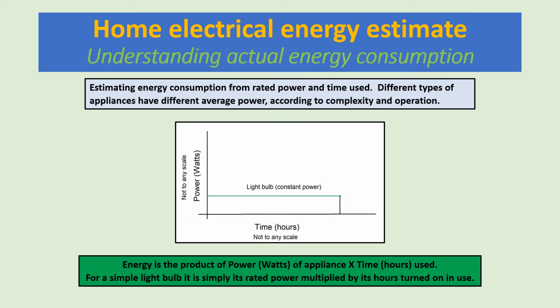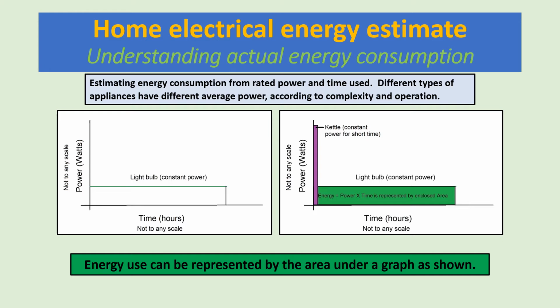This first example shows what happens when you turn a light bulb on, for example. It runs at constant power for a certain time. Other examples would be a kettle, which runs at its full power for just a few minutes as you boil the water, and then it turns itself off. The graph on the right shows that the energy of the light bulb that's consumed in the time you've had it on is proportional to the area under the graph.